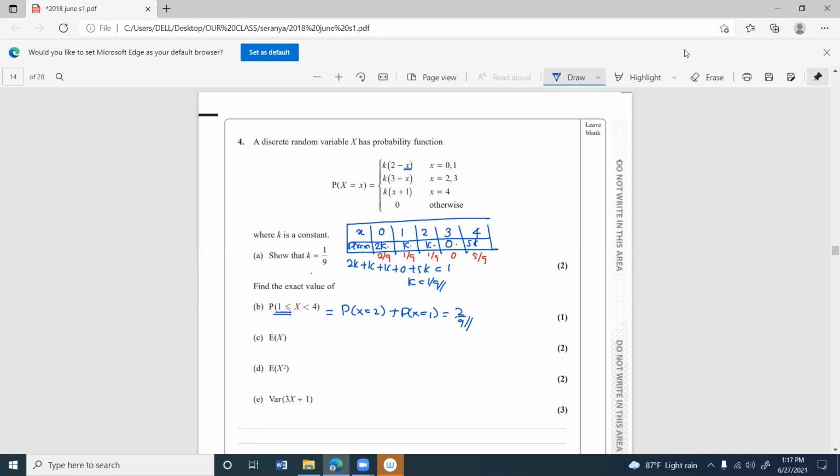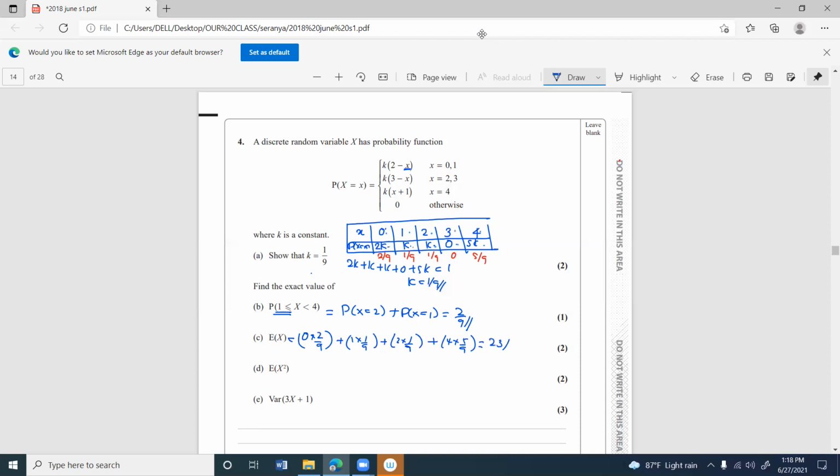Expectation. It's pretty simple. How do we get the expectation over here? We multiply this number by this one, this one by this one, and so on, and you can add them together. Here it's 0 into 2 over 9 plus 1 into 1 over 9 plus 2 into 1 over 9, 3 into nothing, 4 into 5 over 9. So it turns out to be 1 plus 2 plus 20 divided by 9. It's 23 over 9.